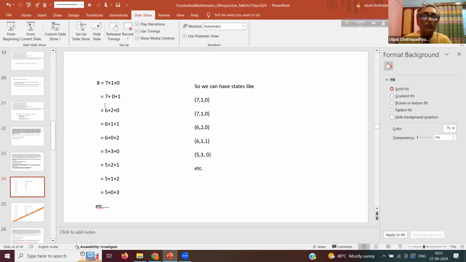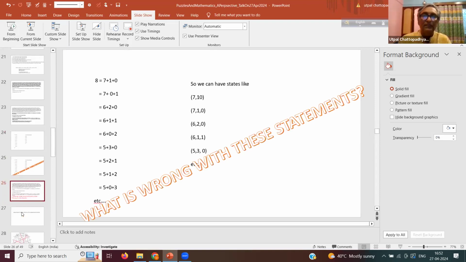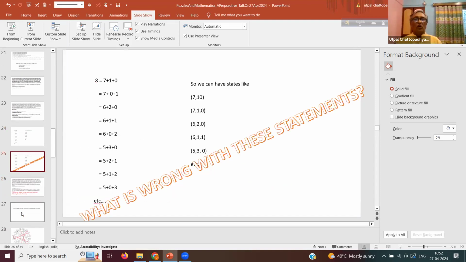So now these are the states corresponding to this. Now, let me throw a bomb here. All these states are written down here, but there is something wrong with some of them. What is wrong? Some of these states are not realizable. If you start with 800, some of these states are not realizable. You will not reach such a state starting from 800. Why not?